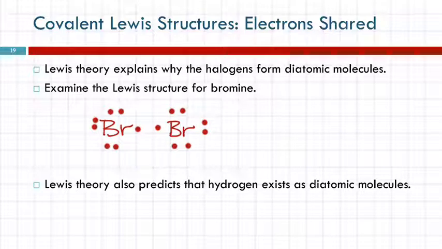If 2 of those bromine atoms get together and each share 1 electron with the other atom, now they each have an octet. So they're more stable than if they were individual atoms running around by themselves. Any questions?